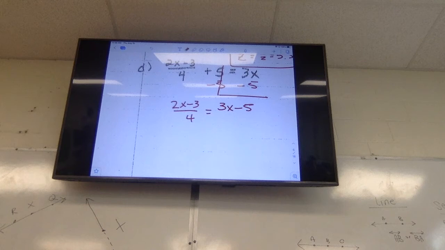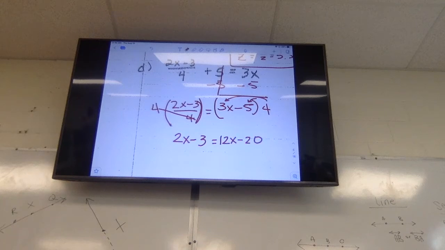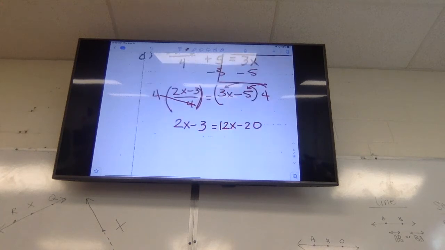Now I want to get rid of that denominator, so I'm going to multiply by x on both sides. Not x, excuse me, 4 on both sides. I was really intentional to put my parentheses here. On the left side, I just cancel out the denominator, so I'm still left with 2x minus 3. Don't multiply 4 on top, just cancel it on the bottom. On the right side, I'm going to distribute that 4 to everything. So I get 12x minus 20. And again, I put parentheses so I didn't just multiply the 4 by the 5 or just multiply that 4 by the 3x. Got to distribute it. Good so far?